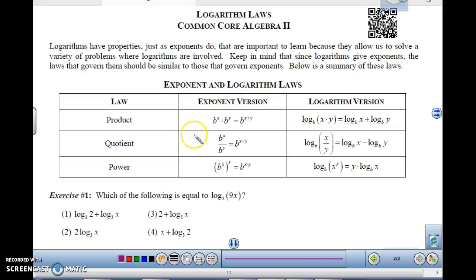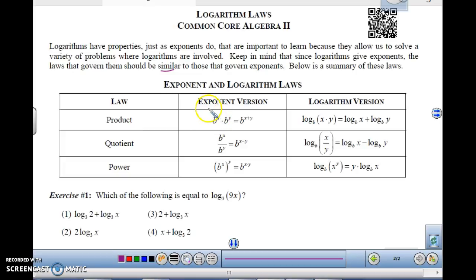This is Algebra 2, Unit 4, Lesson 10 on logarithm laws. Now, logarithms, remember, we've been saying, are exponents. It is the inverse of the exponential property. So the laws that govern exponents also apply to logarithms, since the laws should be similar to those that govern exponents. So let's take a look at the laws.